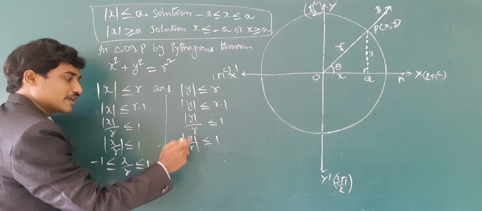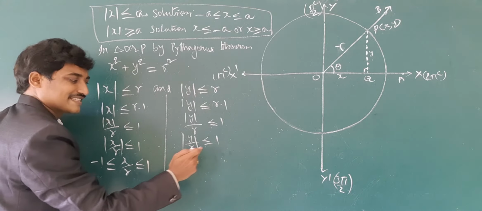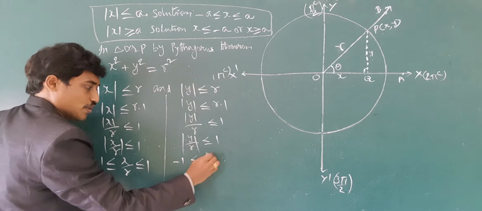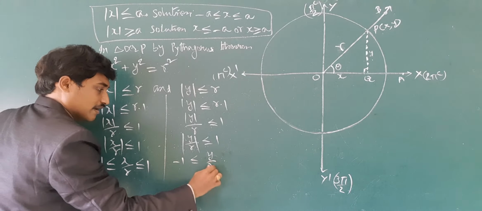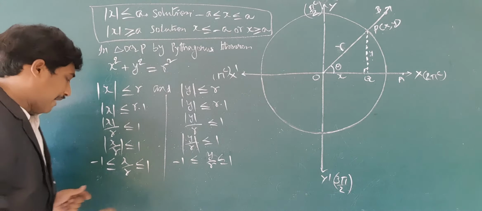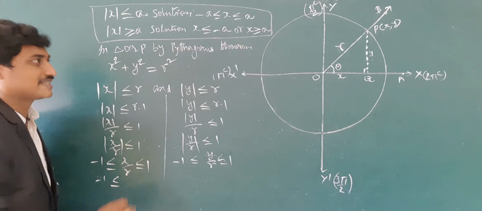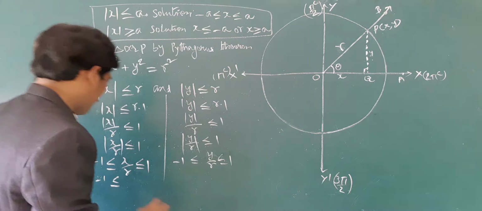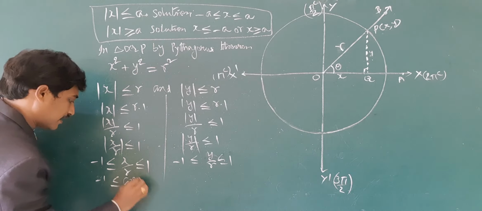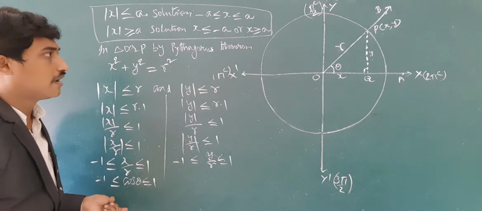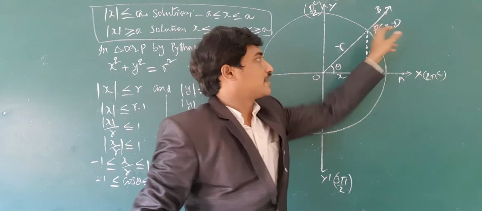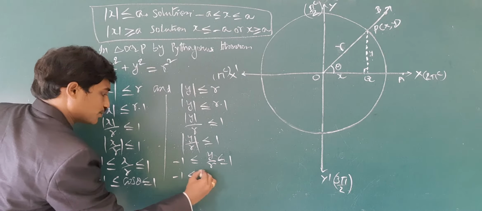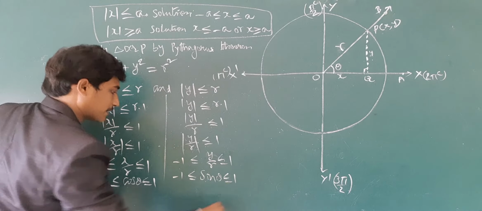Here, by the modulus solution, minus 1 less than or equal to y by r less than or equal to 1. Minus 1 less than or equal to x by r, which is nothing but cos theta, so minus 1 less than or equal to cos theta less than or equal to 1. And y by r is nothing but sin theta, so minus 1 less than or equal to sin theta less than or equal to 1.